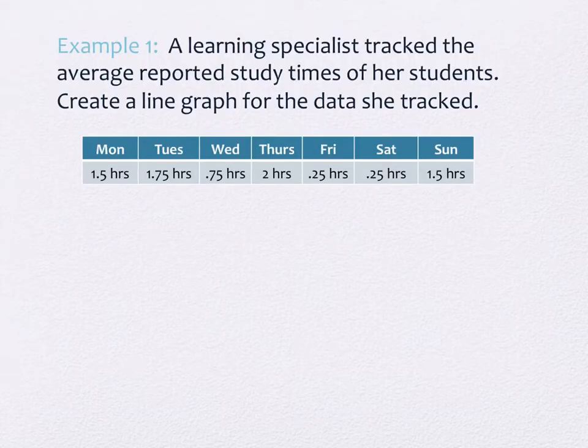We're going to do a set of data. This one's time is a particular week. It says a learning specialist tracked the average reported study times of her students. Create a line graph for the data she tracked.